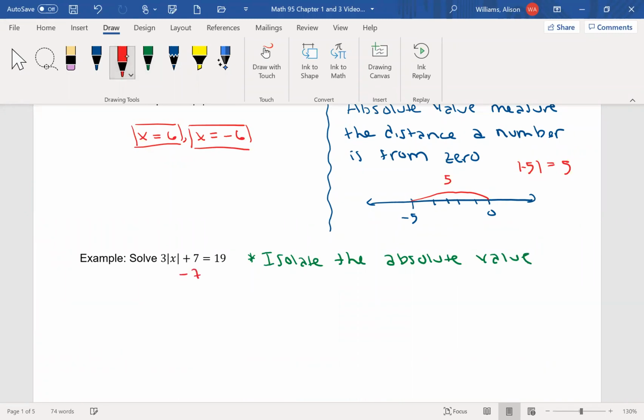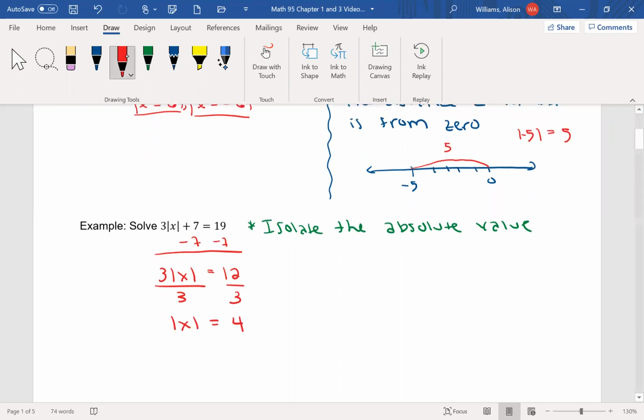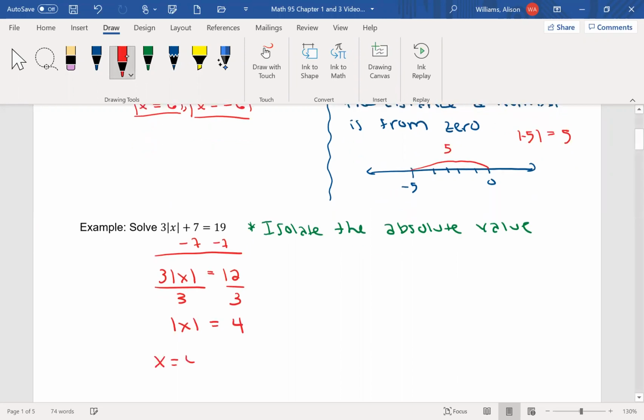All right, so let's do that. Let's subtract 7 from both sides, and that'll give us 12. I'm going to divide by 3. Now I have the absolute value of x equals 4, and the two numbers must be +4 and -4. Those are the only numbers that, when I plug them into the absolute value, are going to give me 4.